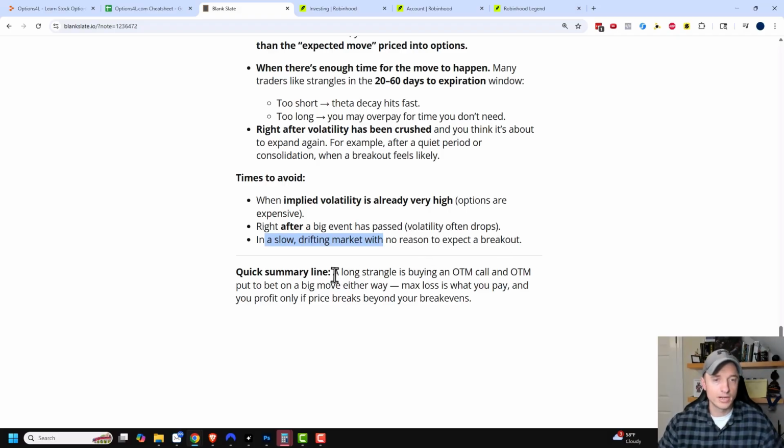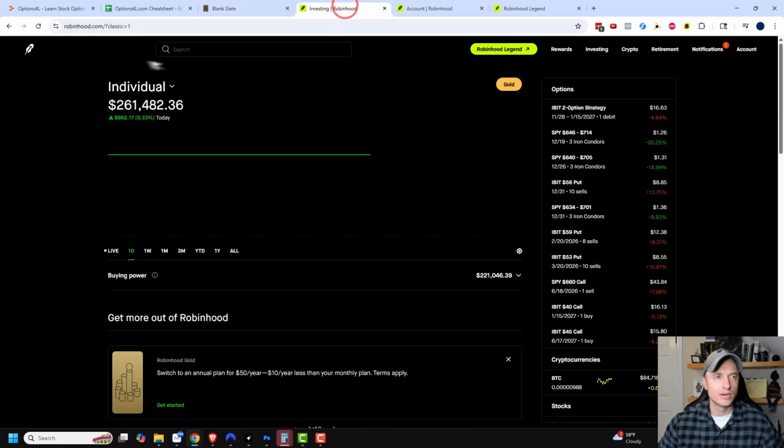Now, a quick summary: a long strangle is buying an out of the money call and an out of the money put to bet on a big move either way. Max loss is what you pay, and you profit only if price breaks beyond your break evens. All right, let's go over to Robinhood and set up one of these trades.